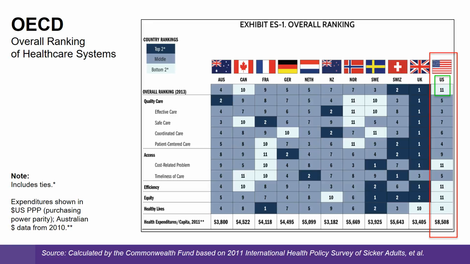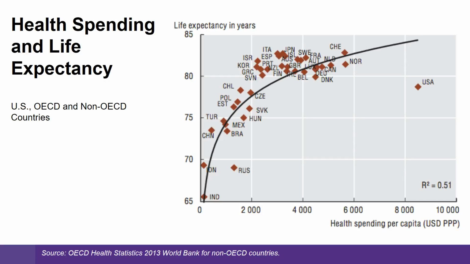In spite of the considerably more health expenditures per capita in the United States, the overall ranking places the United States at the bottom of all the OECD countries. This gap between the quality of life and the health expenditures is dramatically demonstrated in this graph. Although the United States spends considerably more per capita on their health care, life expectancy is substantially lower than many of the other OECD countries.